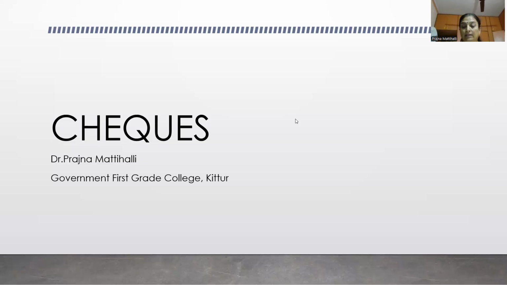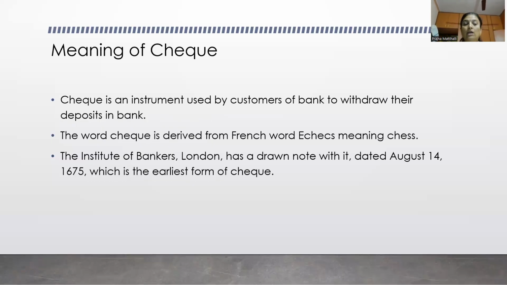Here, first let us understand what is a check. What is the meaning of check? Let us understand. A check is an instrument used by customers of a bank to withdraw their deposits in the bank. If you go to the bank and ask for money, immediately they ask you to give the check. So it is the withdrawal instrument.